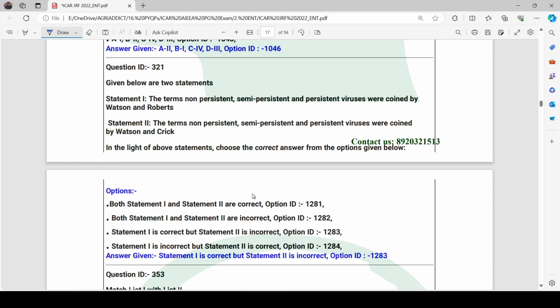Next question is another statement type question. Statement 1: the terms non-persistent, semi-persistent and persistent viruses were coined by Watson and Roberts. Okay. Then in statement 2: the terms non-persistent, semi-persistent and persistent viruses were coined by Watson and Crick. Never. Watson and Crick is related to the structure of DNA, not persistent, non-persistent and semi-persistent. So statement 1 is true, but statement 2 is incorrect. So option 3, statement 1 is correct but 2 is incorrect, is the perfect answer.